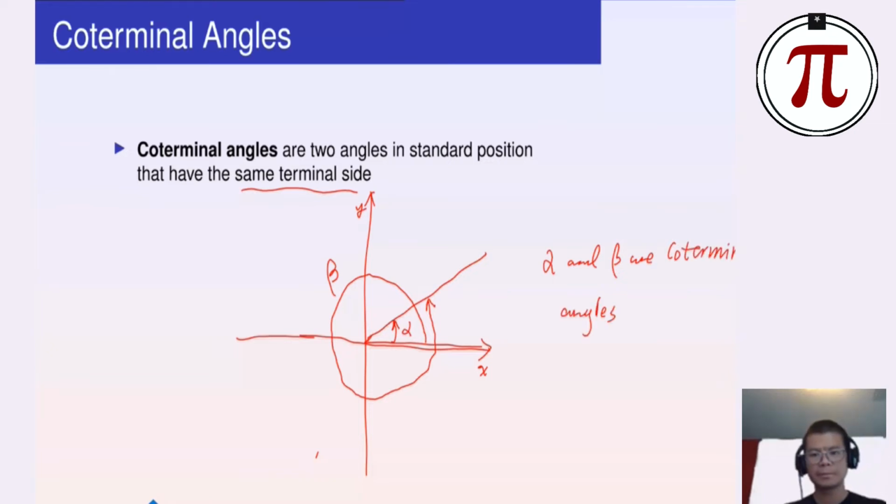Does that make sense? Okay, so can I have another full rotation? Yes, you can do another full rotation and come back to the same terminal side. You can do multiple full rotations. As long as they share the same terminal side, they are coterminal angles. All right, so in other words, there are many coterminal angles.